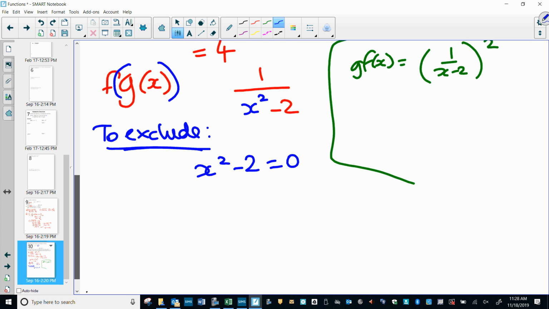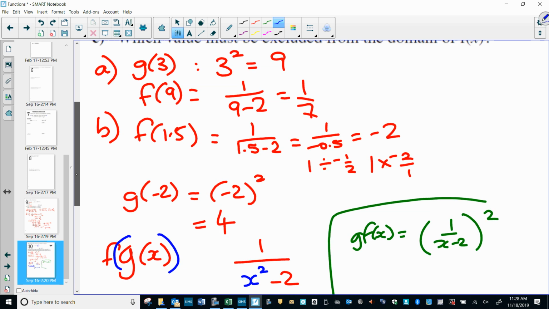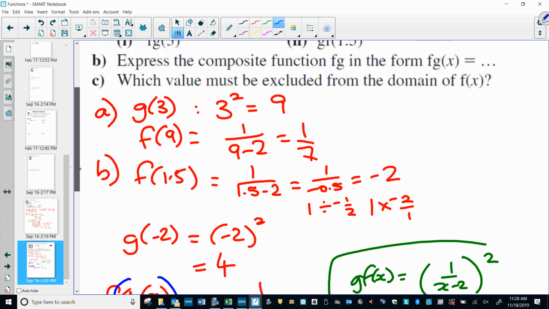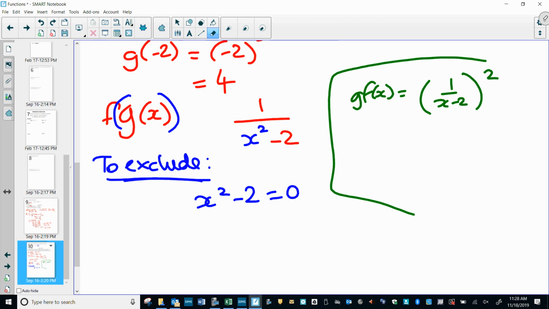Why is it x squared? Oh, isn't it f(x)? Oh, I apologise. Good catch. Sorry, I was looking at the question about g. Read the question, Miss Harrison. Yes, because they just want to know what it is in f, not fg.